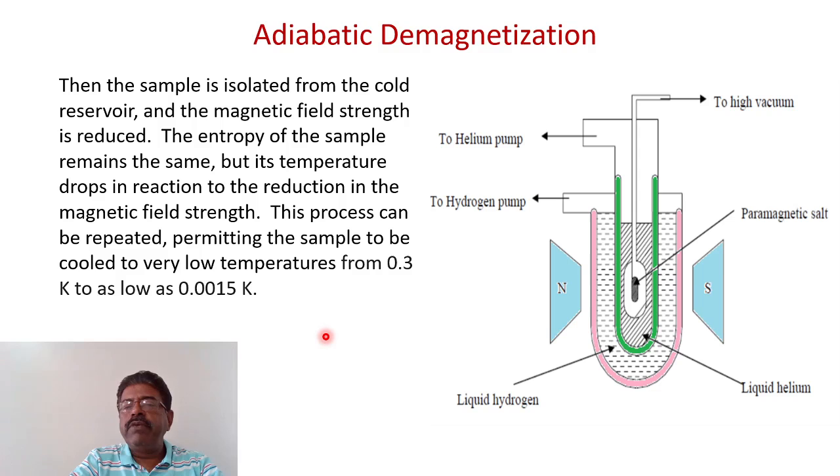So this is a very small temperature one can achieve with the help of adiabatic demagnetization. In short, you can say this is the isothermal magnetization and adiabatic demagnetization process by which one can obtain very small temperatures.